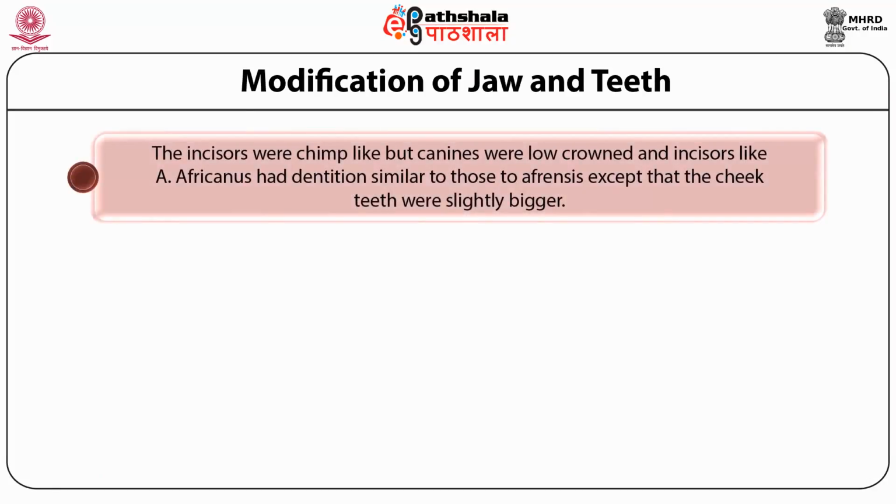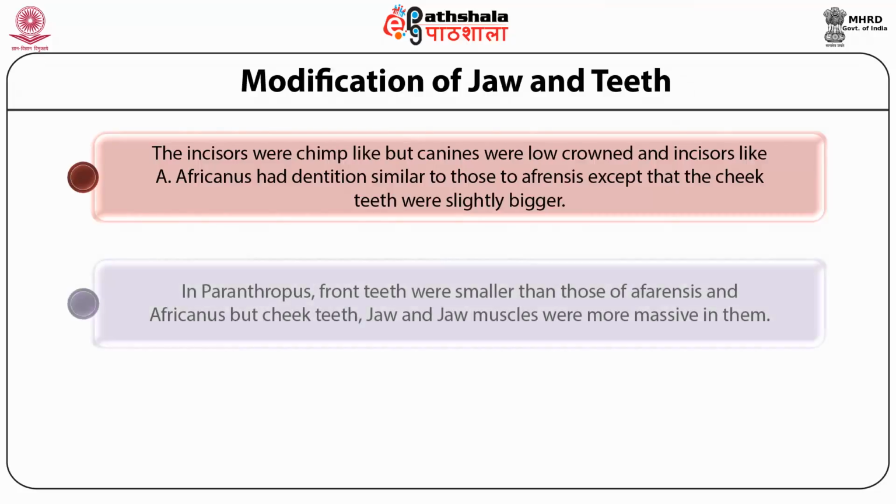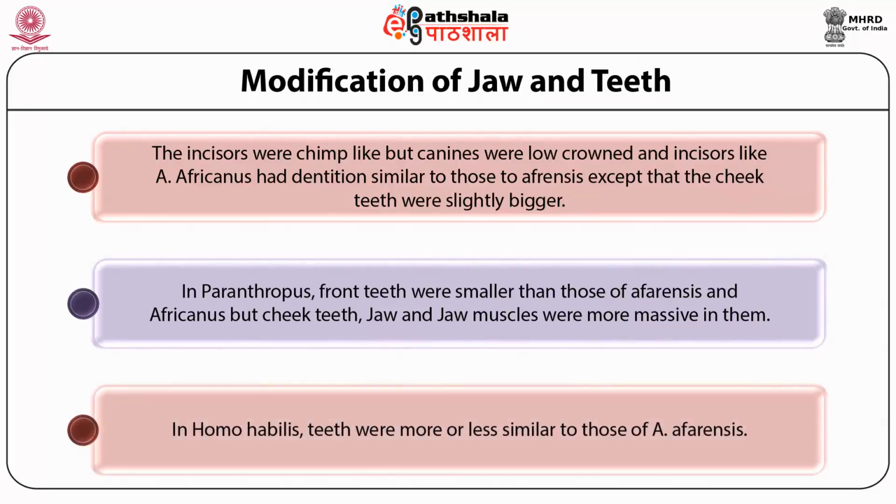The incisors were chimpanzee-like, but the canines were low-crowned. Australopithecus africanus had dentition similar to that of afarensis, except that the cheek teeth were slightly bigger. In Paranthropus, the front teeth were smaller than those of Australopithecus afarensis and Australopithecus africanus. In contrast, the rear teeth, jaw and jaw muscle of this group were more massive compared to the Australopithecus group. In Homo habilis, the teeth were similar to those of Australopithecus afarensis.